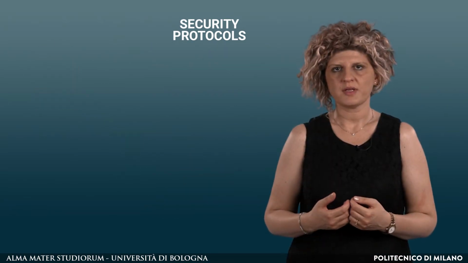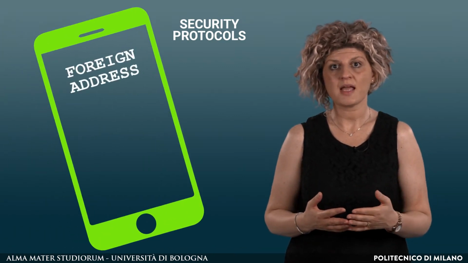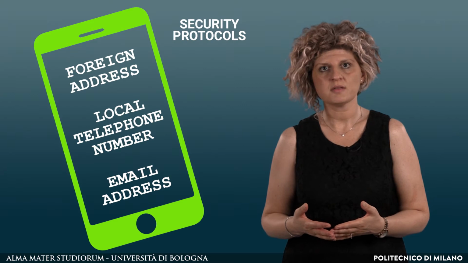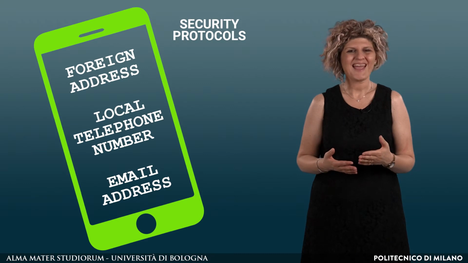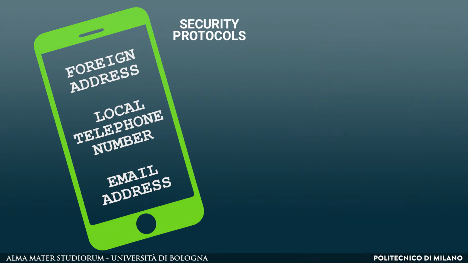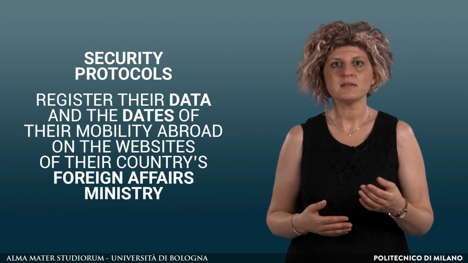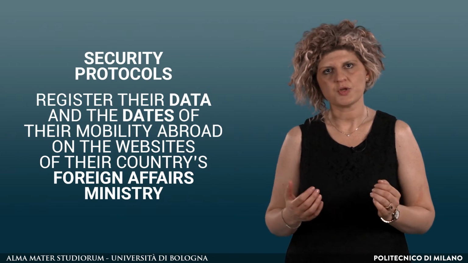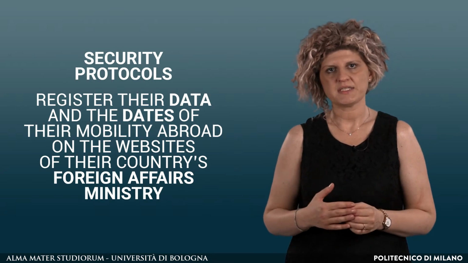The University of Bologna, for instance, asks their students to inform the international office about their foreign address and contact data, such as local telephone number and other email address apart from the institutional one, in order to be able to contact them at any time in case of emergency like terrorist attacks or natural disaster. In addition, these security protocols usually ask students to register their data and the dates of their mobility abroad on the website of their country's Foreign Affairs Ministry, in order to be always reachable also by the governmental authorities in case of need.